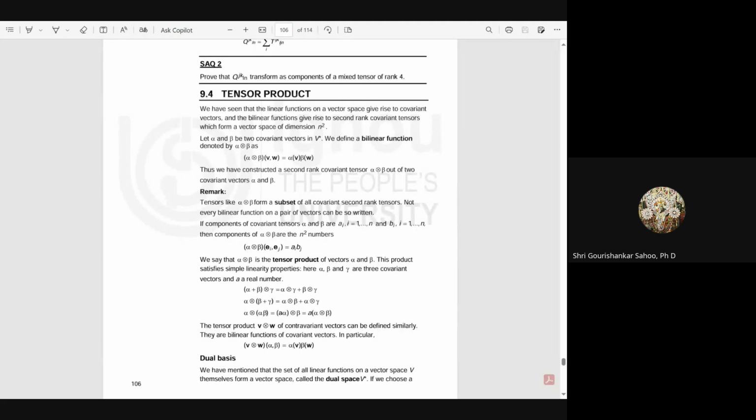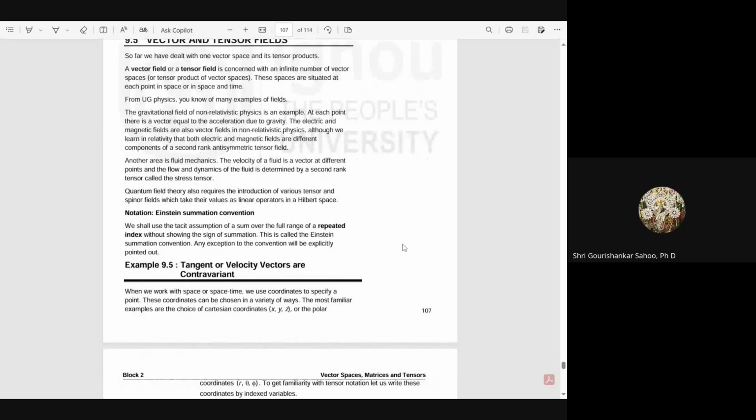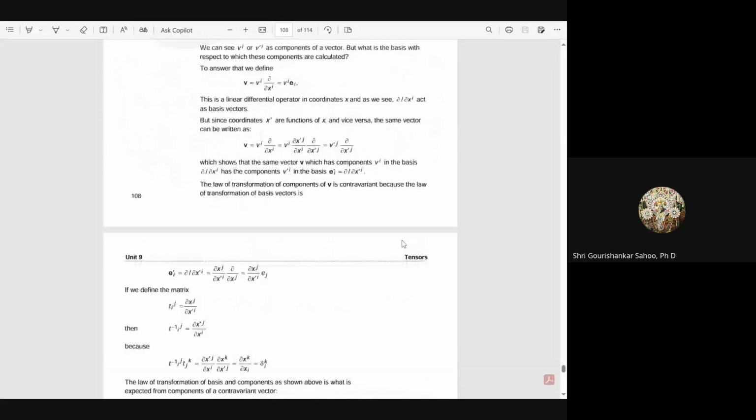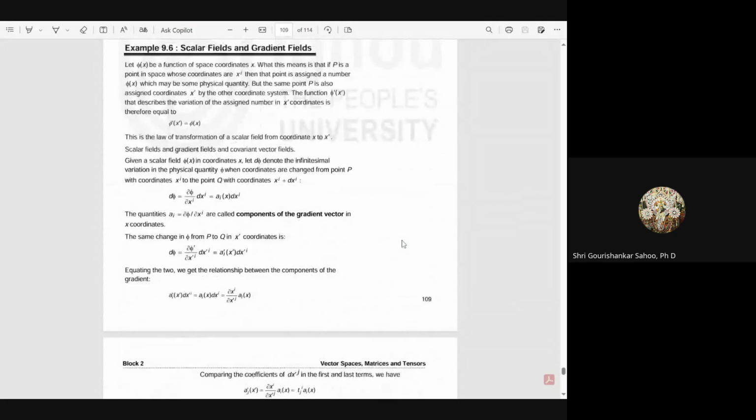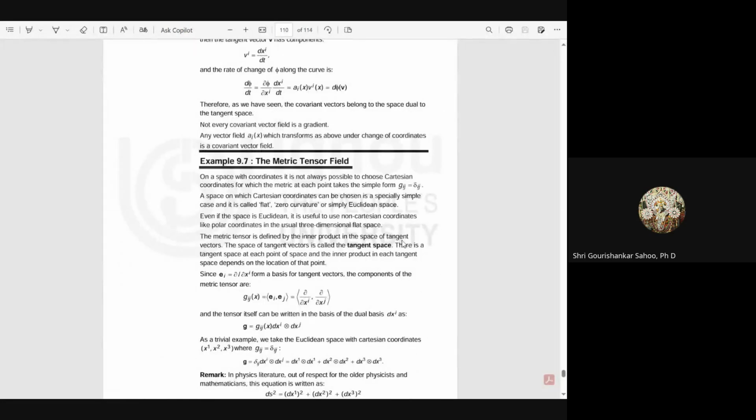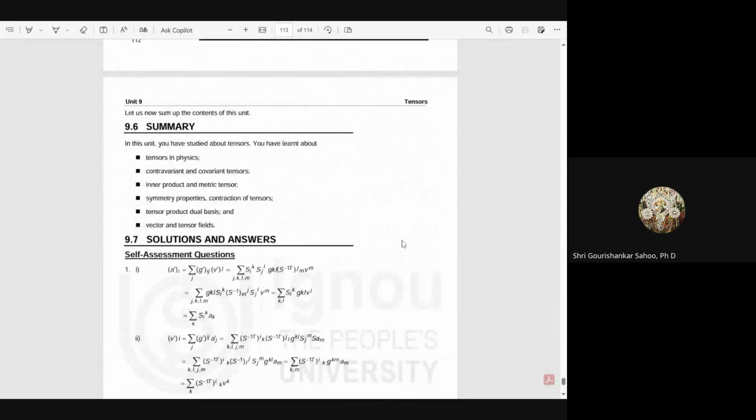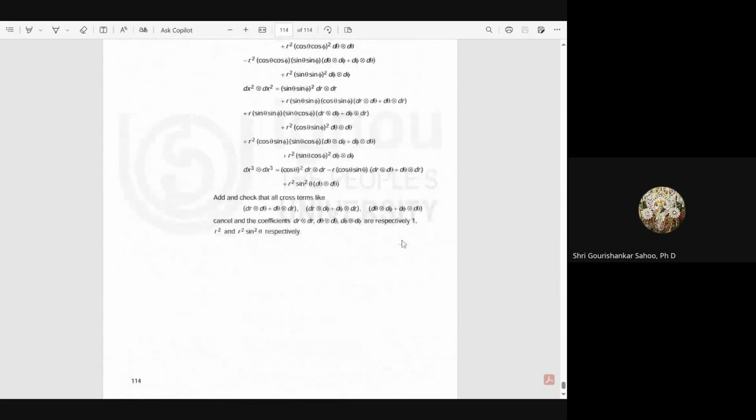Yesterday I discussed Kronecker's product, dual basis, dual space, vector and tensor fields. A vector field or a tensor field is concerned with an infinite number of vector spaces or tensor products of vector spaces. These spaces are situated at each point in space or in space and time. There are some examples you can work out: scalar fields and gradient fields and its components. Metric tensor field, here is an example. Trace tensor. Okay, so you can go through the self-assessment questions and prepare for the examination.